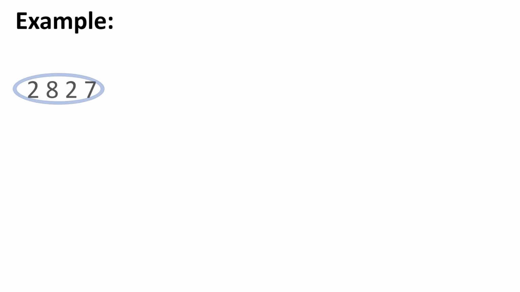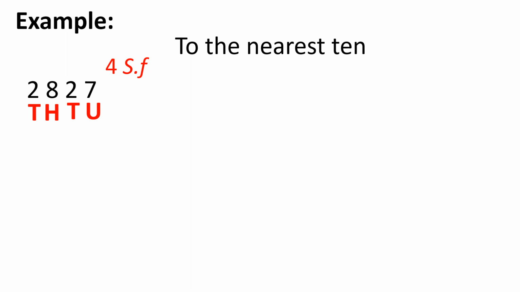You can also approximate whole numbers. For example, let's take 2827, which has four significant figures. First, we will place this under thousands, hundreds, tens and units. We have 7 units, 2 tens, 8 hundreds and 2 thousands. Approximating to the nearest 10, we see that 7 is greater than 4, hence we round up 2 to 3. By doing this, we get 2830 with 3 significant figures.